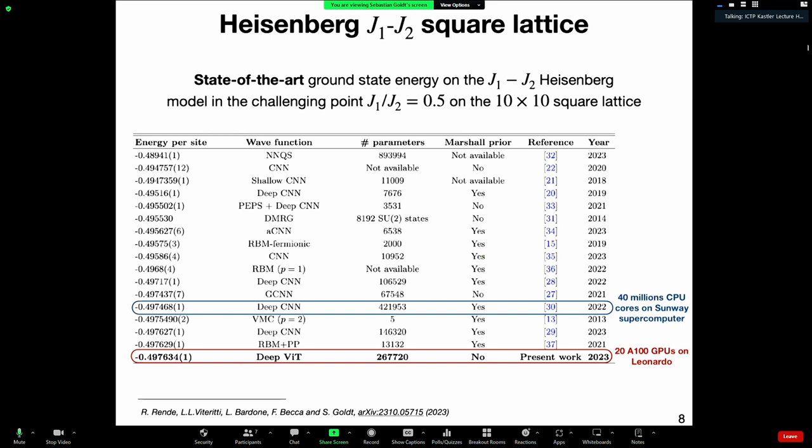Then we move to a more complicated model, that is this J1, J2 Heisenberg model, one of the more complicated standard models. The phase diagram is still not known actually. And for this model, we study it in the most challenging point. And with our approach, we find the state-of-the-art energy compared with all the other existing methods.